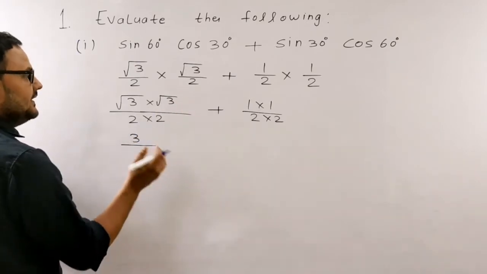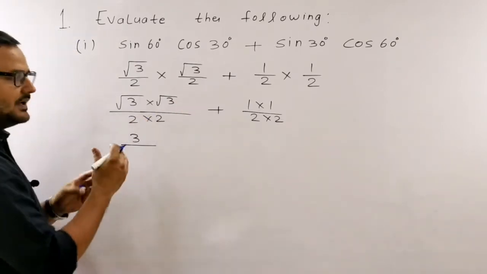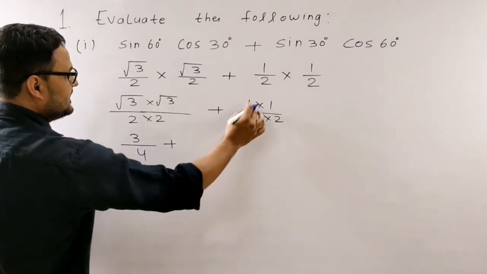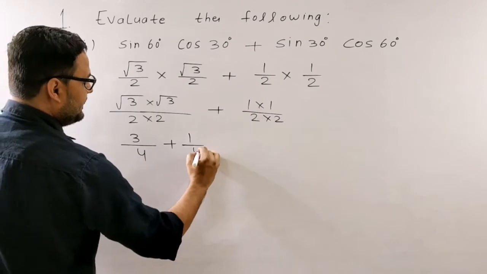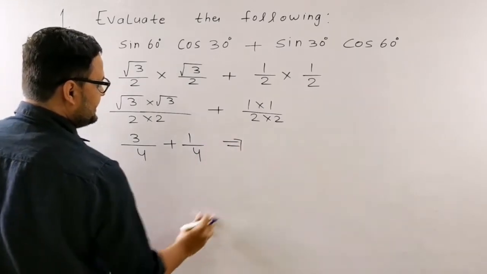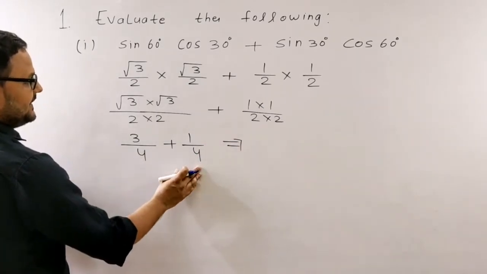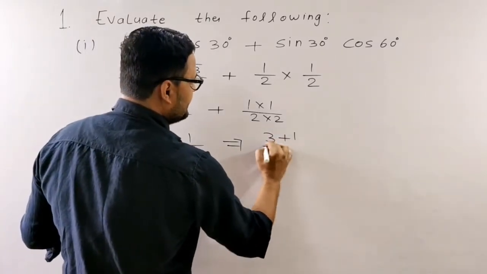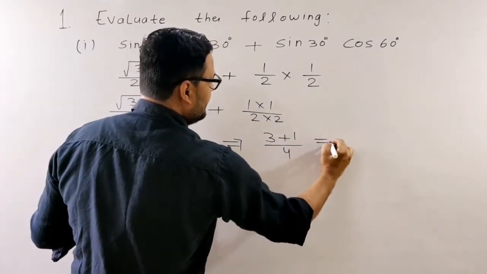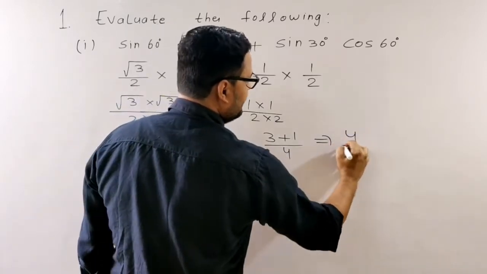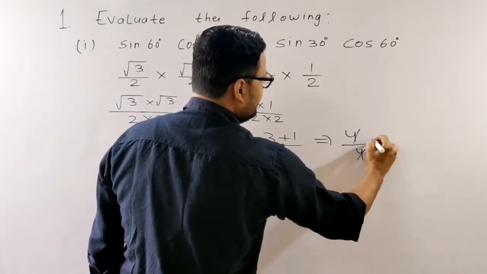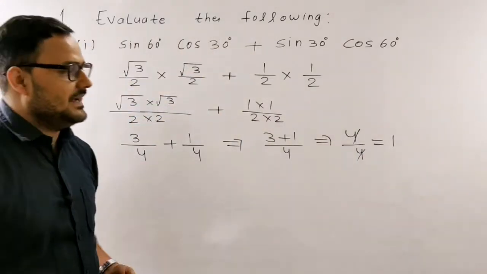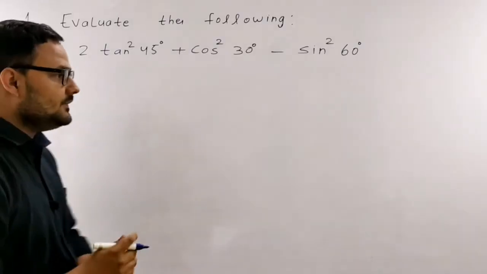Root 3 squared is simply root 9, and root 9 equals 3. 2 into 2 we got 4, and plus 1 into 1 we got 1 by 4. Again we can simplify. We got like fractions, 3 by 4 plus 1 by 4. It means 3 plus 1 by 4, and we got 4 by 4. It is equal to 1. So for the first one, the answer is 1.